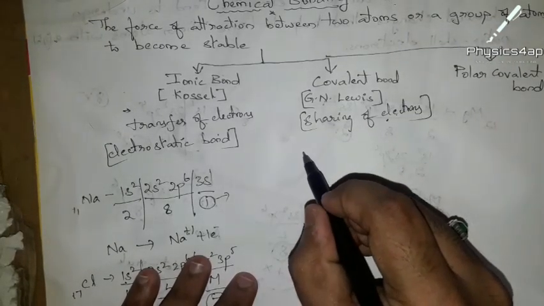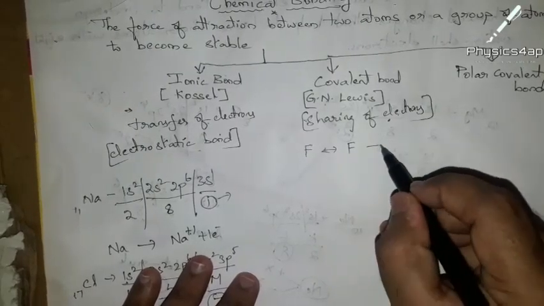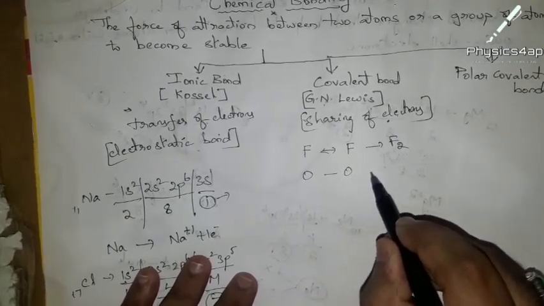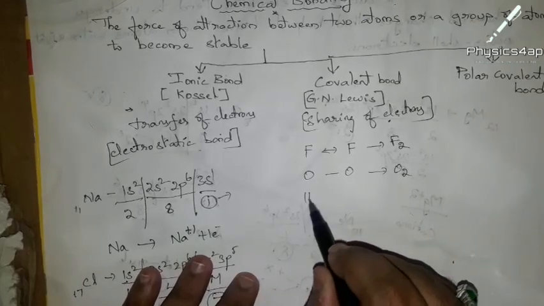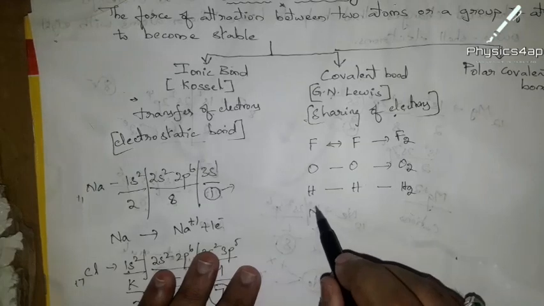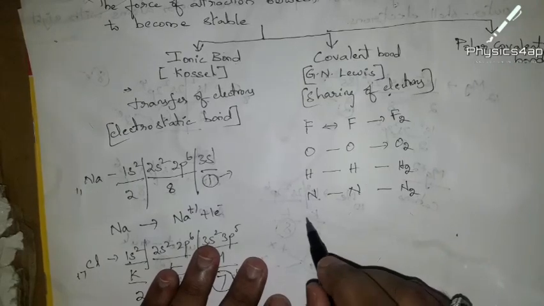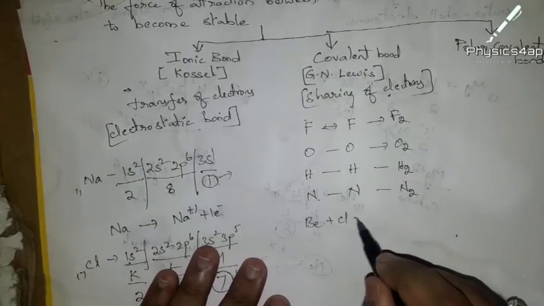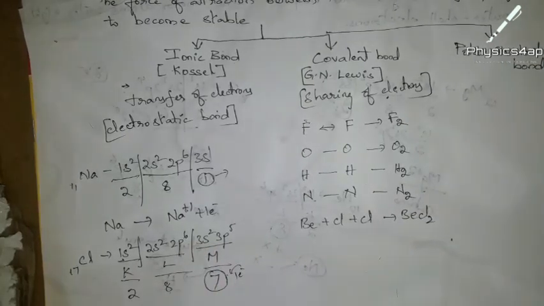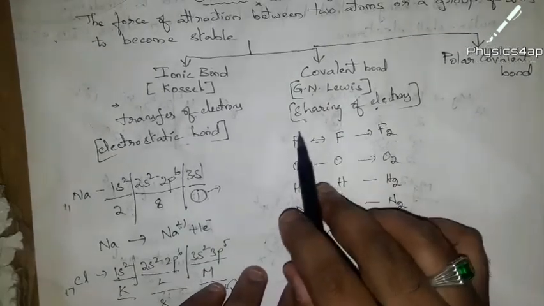Sharing of electrons, for example: fluorine is combined with another fluorine atom to get the F2 molecule. Oxygen is combined with another oxygen atom to get O2, hydrogen is combined with another hydrogen to form the H2 molecule, and N is combined with another N to form N2. And in some other examples, beryllium is combined with 2 chlorine atoms and we get BeCl2. So these are examples where we are not removing electrons, but there is a sharing of electrons between atoms.